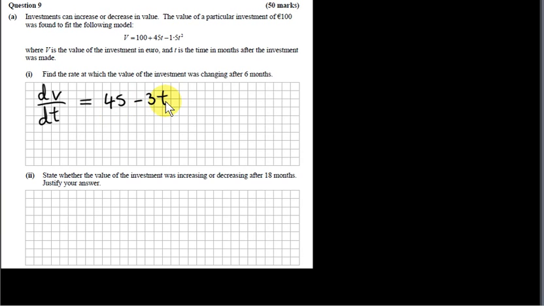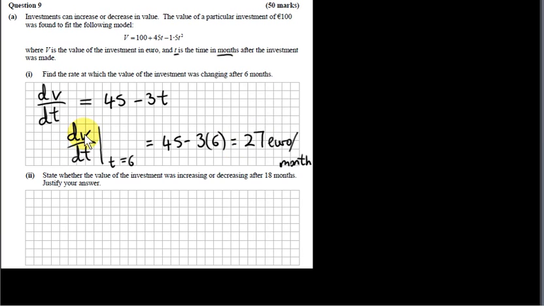Now we're interested in a particular time, t equals 6 months. So t is in months. We want to find out dV/dt when t equals 6. So we just plug 6 into this. We get 27. Now the units here are euros over months.